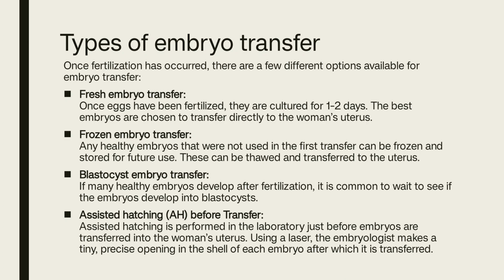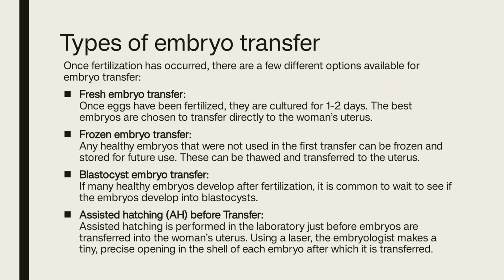Here, types of embryo transfer. Once the fertilization has occurred, there are a few different options available for the embryo transfer. The first one is the fresh embryo transfer. Once the eggs have been fertilized, they are cultured for 1 to 2 days. The best embryos are chosen to transfer directly into the woman's uterus. The second one is the frozen embryo transfer. Any healthy embryos that were not used in the first transfer can be frozen and stored for future use. These can be thawed and transferred to the uterus.